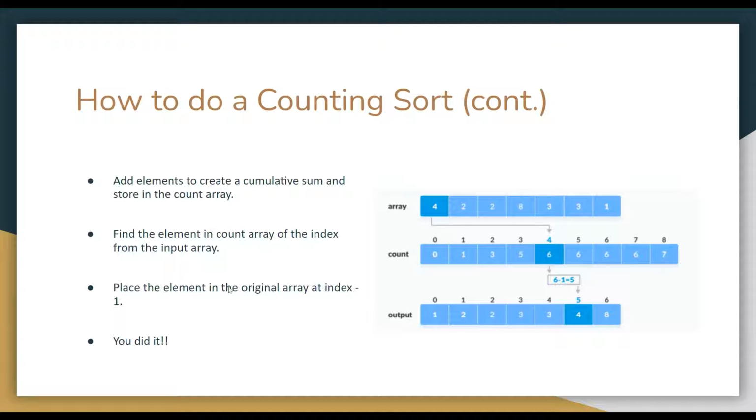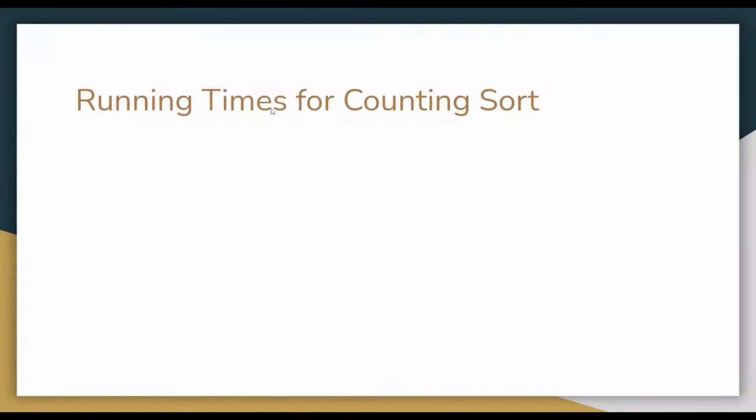Then you must place the element from the input array at the index of the element in the count array minus 1. So at index 4 in the count array, the element is 6. So in the original array, 4 will be placed at 6 minus 1, which is 5. And that is how you do a counting sort. Congratulations.